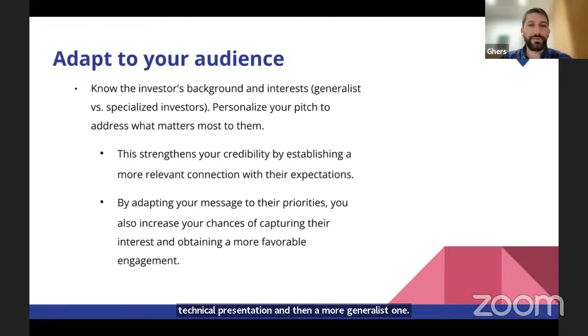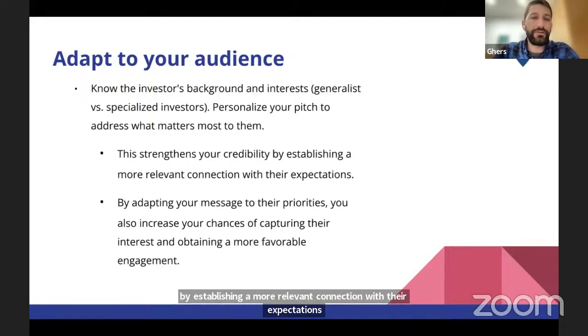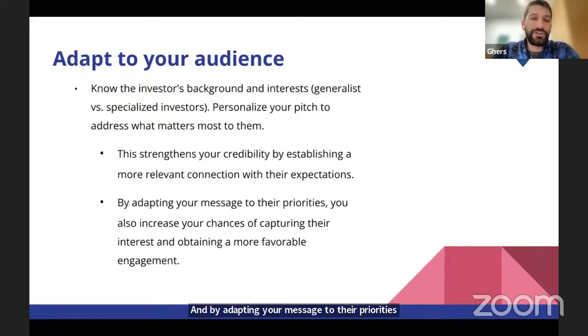Personalize your pitch to address what matters most to them. You need to always find out who they are and what moves them, right? This will strengthen your credibility by establishing a more relevant connection with their expectations and by adapting your message to their priorities. You will also increase your chances of capturing their interest and obtaining a more favorable engagement.